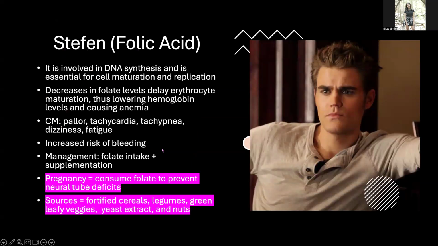Okay, the next disorder we have is folic acid. Now, folic acid is essential for red blood cell production, and its deficiency can lead to weakness and confusion. Now, how does that relate to the Vampire Diaries? Well, Stefan struggles with blood cravings and self-control, which can symbolize the body's inability to function properly without this crucial nutrient. So folic acid is involved in DNA synthesis as well as cell maturation and replication.